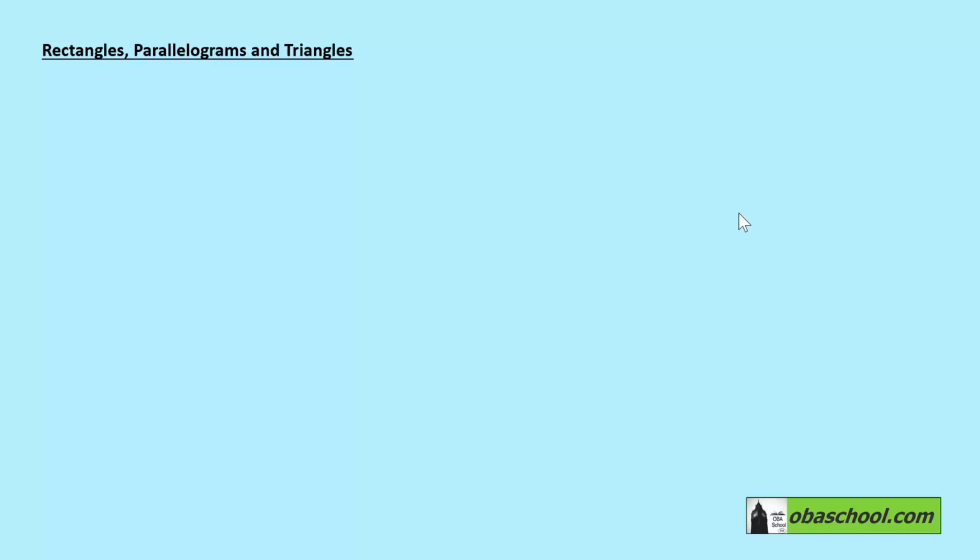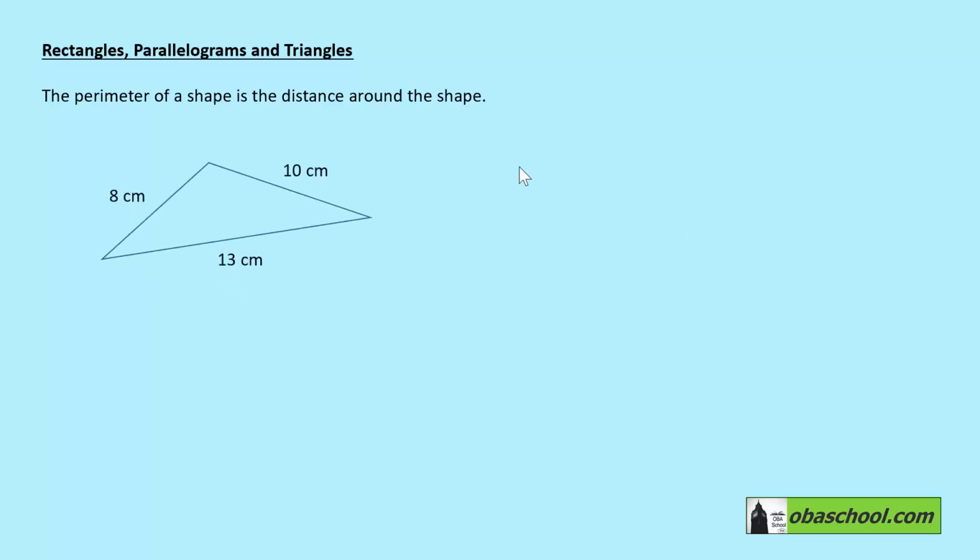Rectangles, parallelograms, and triangles. The perimeter of a shape is the distance around the shape. So consider this triangle.